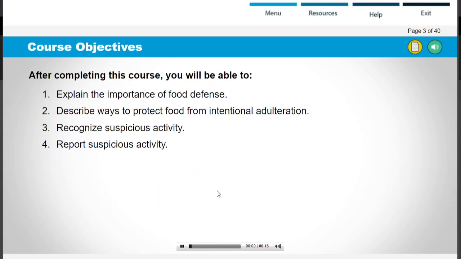After completing this course, you will be able to: 1. Explain the importance of food defense, 2. Describe ways to protect food from intentional adulteration, 3. Recognize suspicious activity, and 4. Report suspicious activity.